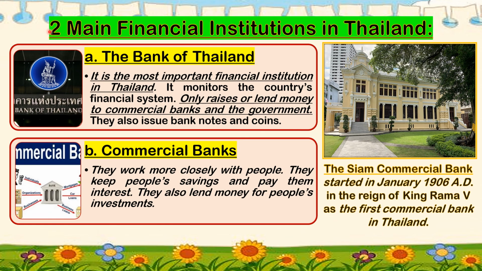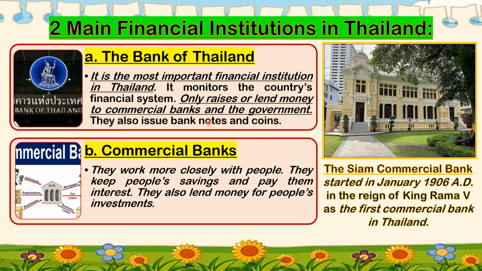Now, class, let us discuss the two main financial institutions in Thailand. So the first one is the Bank of Thailand. This bank is the most important financial institution in the country, and it monitors the country's financial system. It only lends money to commercial banks and the government. They also issue banknotes and coins. So an ordinary person like us cannot borrow money from the Bank of Thailand. As an ordinary person, you can borrow money from commercial banks.